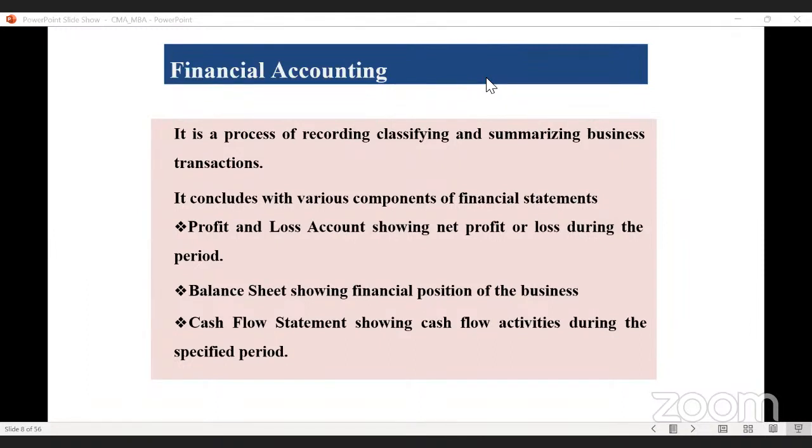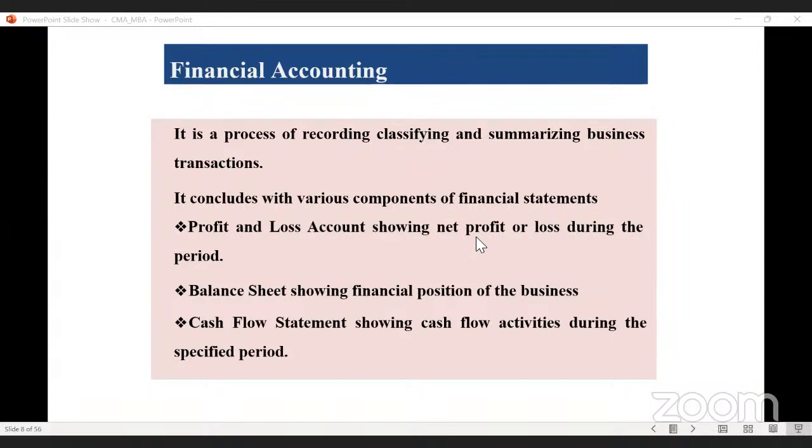Why are we preparing the cash flow statement? Simply in order to ascertain the flow of cash during a particular period. Whenever we are considering this flow of cash, cash flows from various activities. Categorically, it consists of three major activities: operating activities, financing activities, as well as investing activities. So this is all about financial accounting.